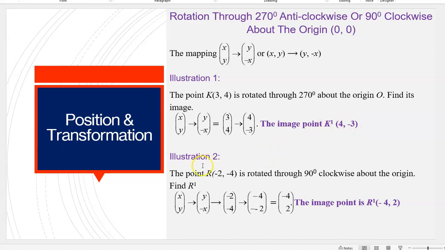Illustration 2. The point R(-2, -4) is rotated through 90 degrees clockwise about origin. Find R1. When we substitute, we get (-4, -(-2)). Negative 4 gives us negative 4, and negative, negative 2 gives us positive 2. And therefore the image point is R1(-4, 2).